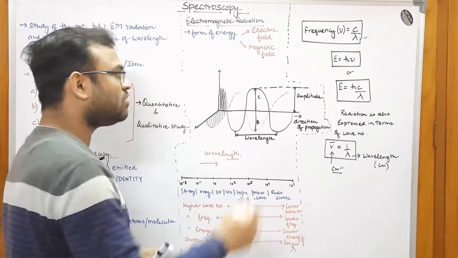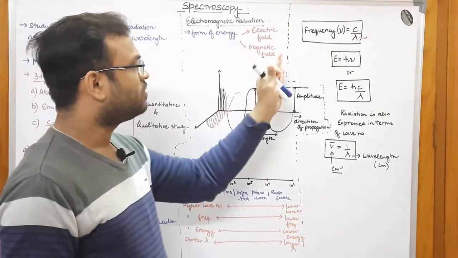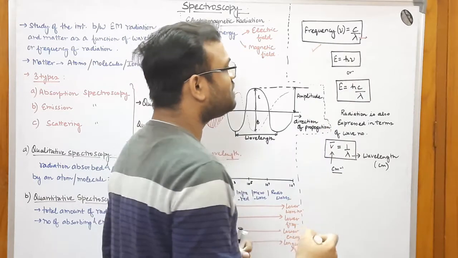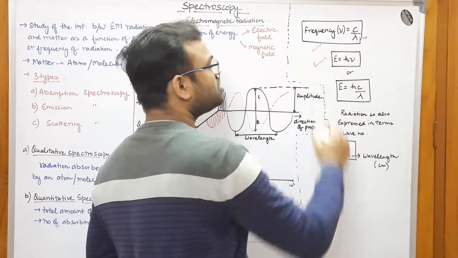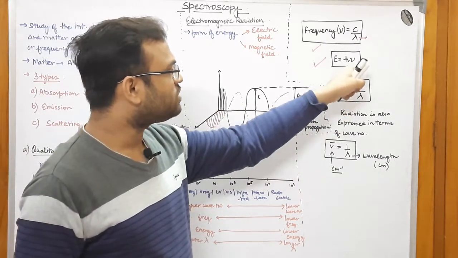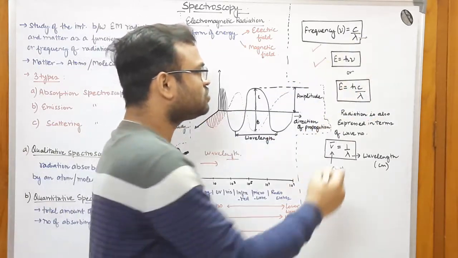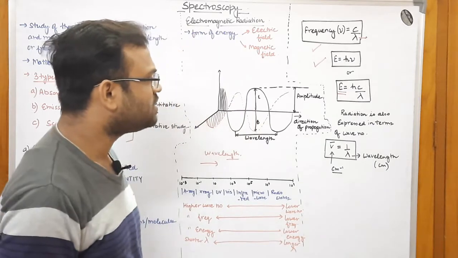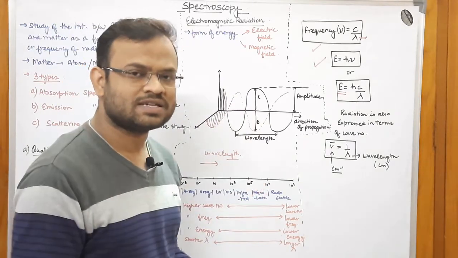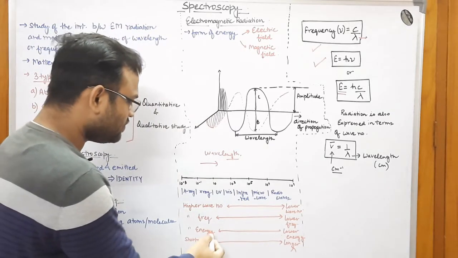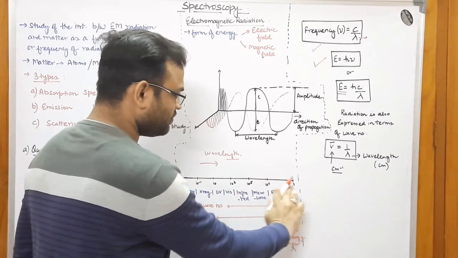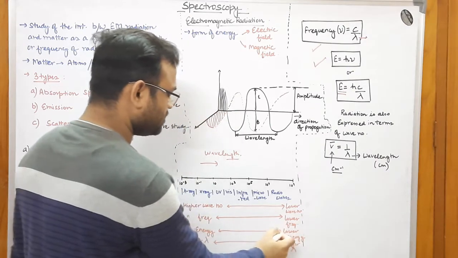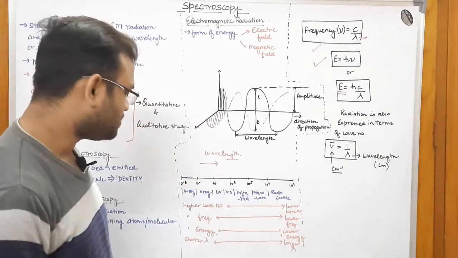Now, how is wavelength or frequency related with energy? Let us understand this. Frequency, I told you, nu is equal to c by lambda, and energy E is equal to h nu. So nu can be given as c by lambda. Over here you can understand that the relationship between energy and lambda is inverse. That means if the wavelength decreases, the energy would increase. In this direction the wavelength is increasing, therefore definitely the energy would be decreasing. That is why I have written the lower energy in this direction and higher energy in this direction.